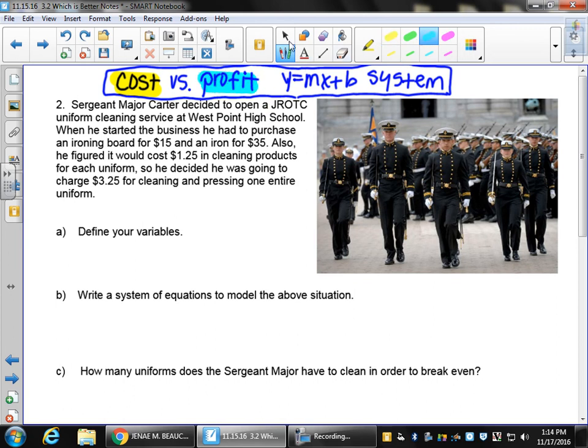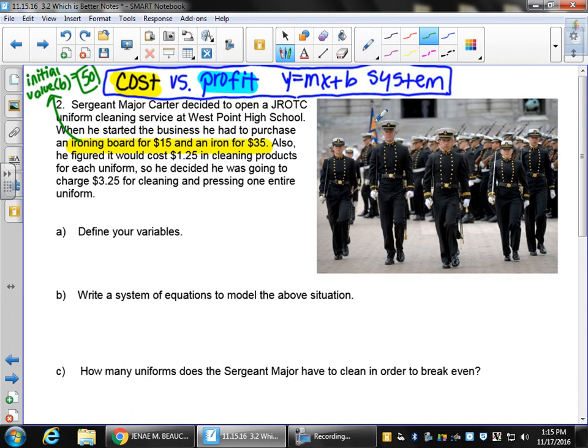So now let's read again. Let's read first for cost. When he started the business, he had to purchase, so this is something he had to buy, an ironing board for $15 and an iron for $35. We are going to add those two values together. $15 plus $35 is $50. So those are his first time, only buy it once products for his business, which will be our b value, our initial value of $50.